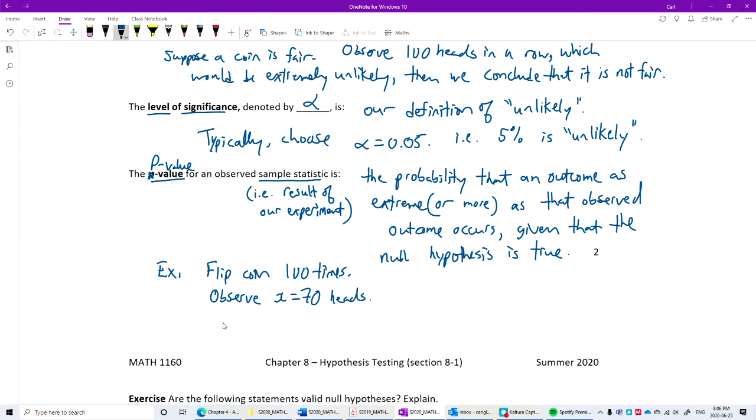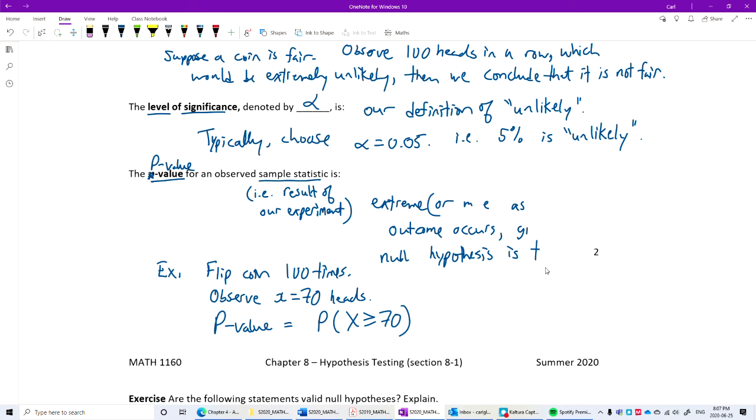The p-value for that observation is going to be the probability of observing at least 70 heads, which we could work out with our binomial distribution, but for the moment we'll just leave it as it is. So it's the probability of observing an outcome at least as extreme as the one we actually observed. I think I need to write that. What I wrote is still too garbled, so let's try that again.